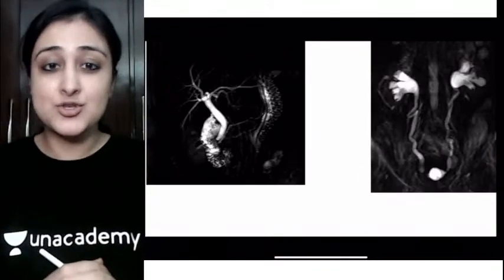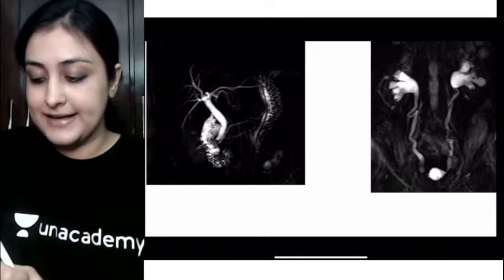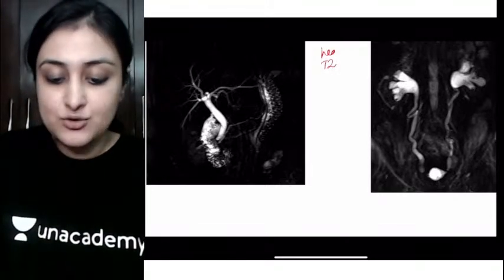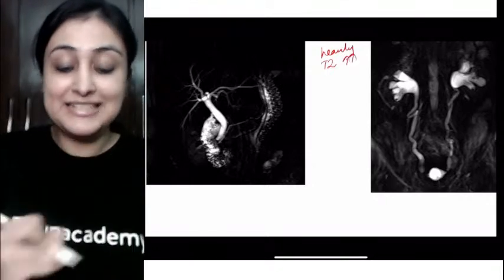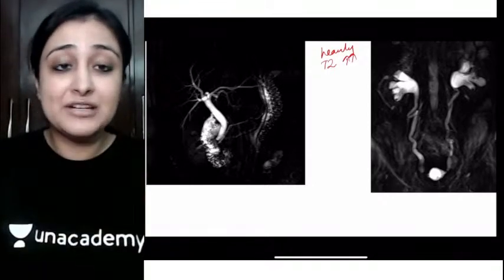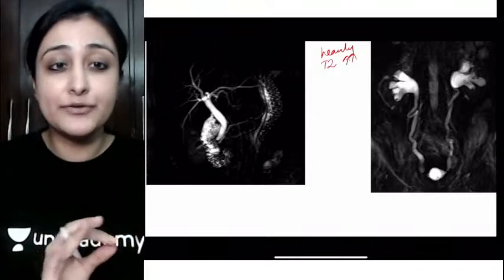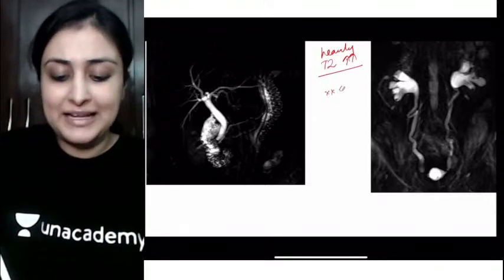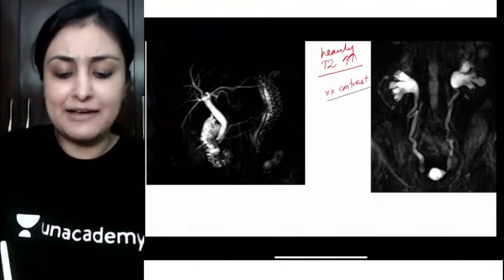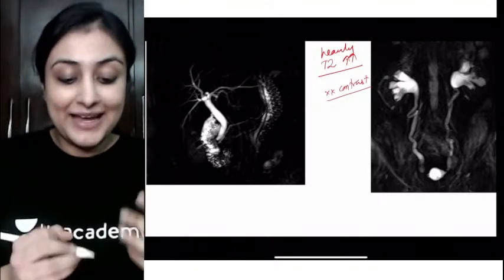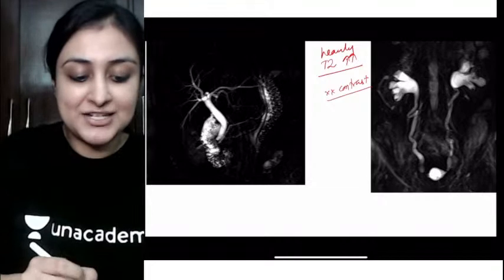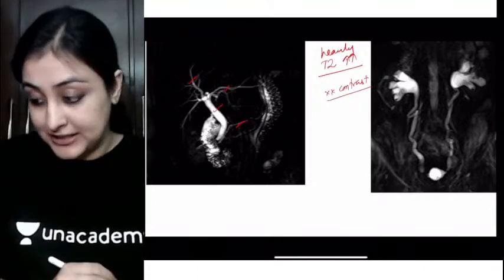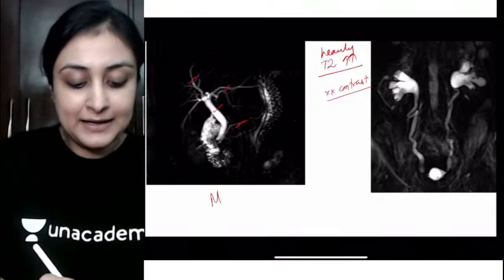Going ahead to these two images. So again, these are extensions of T2. These are like heavily T2 weighted images. Heavily T2 weighted, such that I'll kill out everything else which is not fluid. I only want fluid in my life. So heavily T2 weighted image, no need to put any contrast, nothing else to do, just give heavy T2 weightage. So anything which is fluid will shine out. So what is shining out here? The biliary radicals, the CBD, the main pancreatic duct, and what is that?